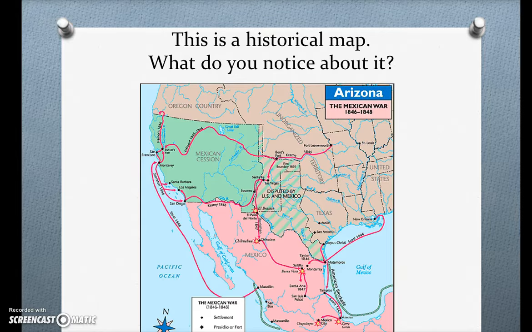The next category is an historical map. What do you notice about the title of the map? If you look closely, you'll see that it shows where it occurred, but also some important dates. This is in Arizona during the Mexican War from 1846 to 1848.